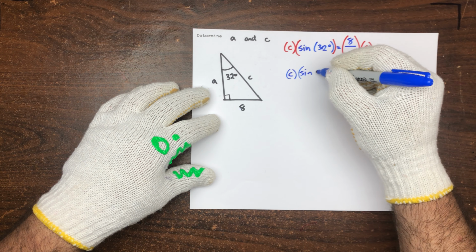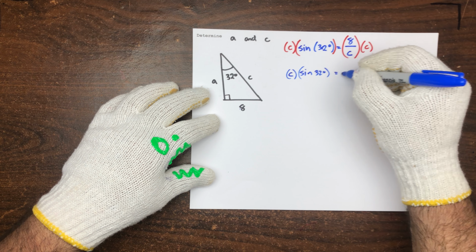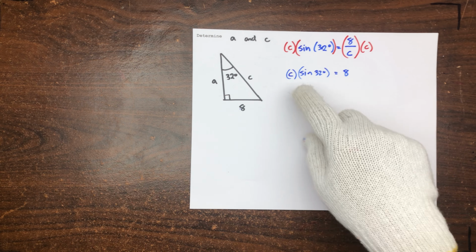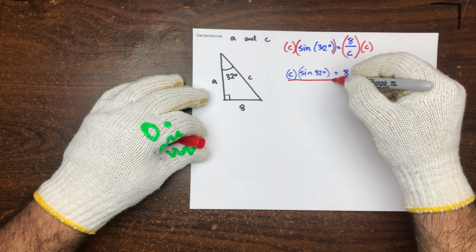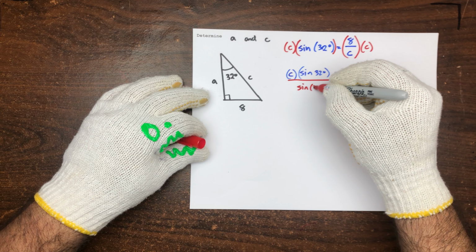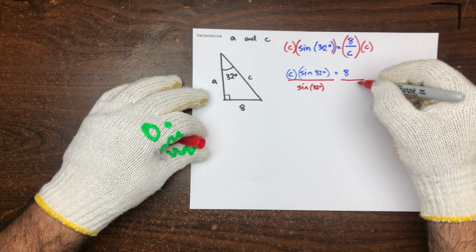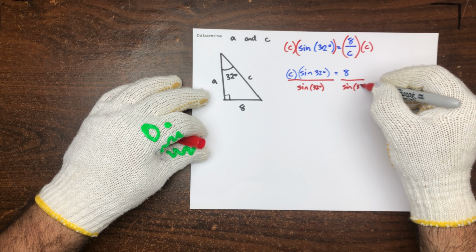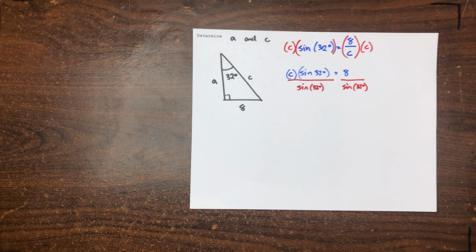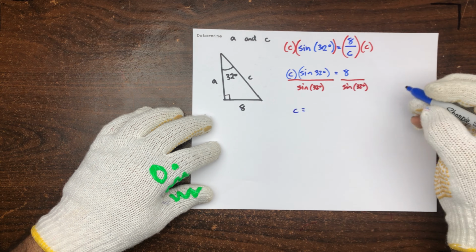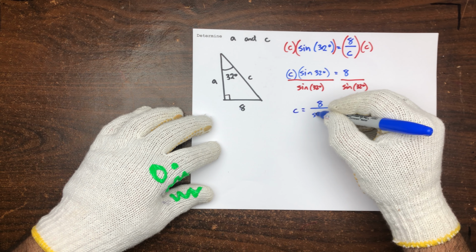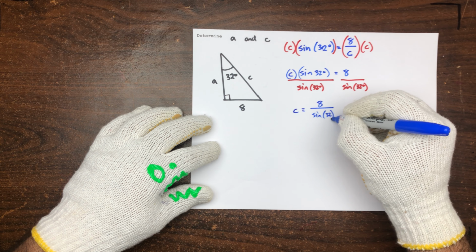This will be sine of 32 degrees is equal to 8. That doesn't help us out because we're trying to solve for C. So let's divide both sides of the equation by sine of 32 degrees. Divide this side of the equation by sine of 32 degrees. And now we can solve for C directly. So C is going to be equal to 8 divided by sine of 32.